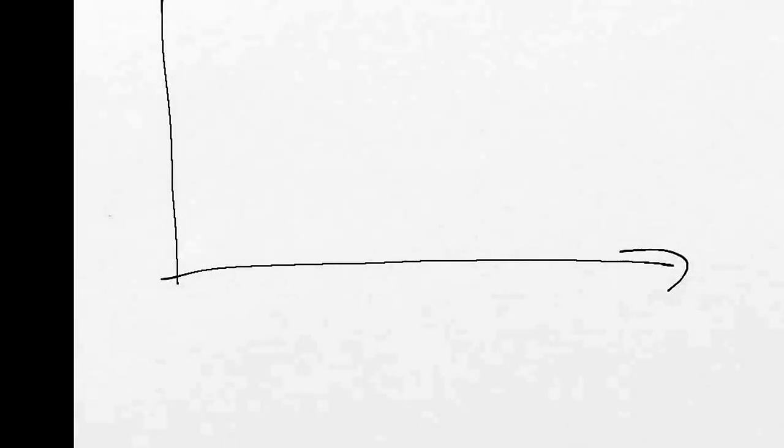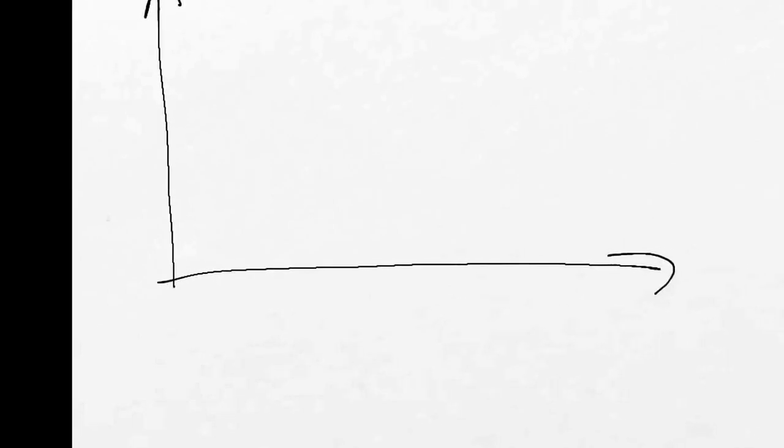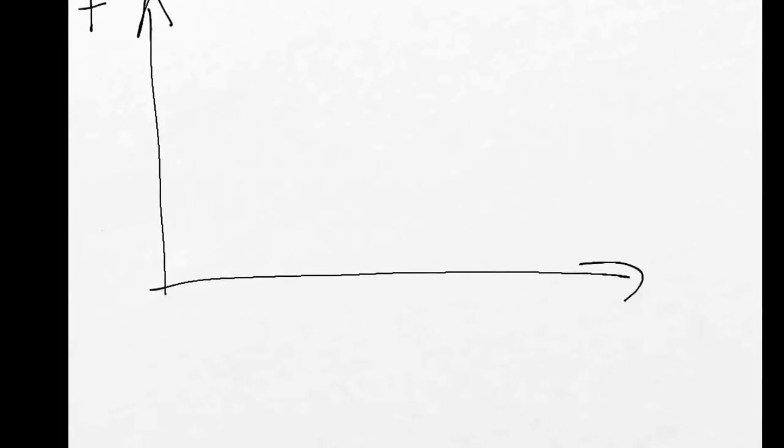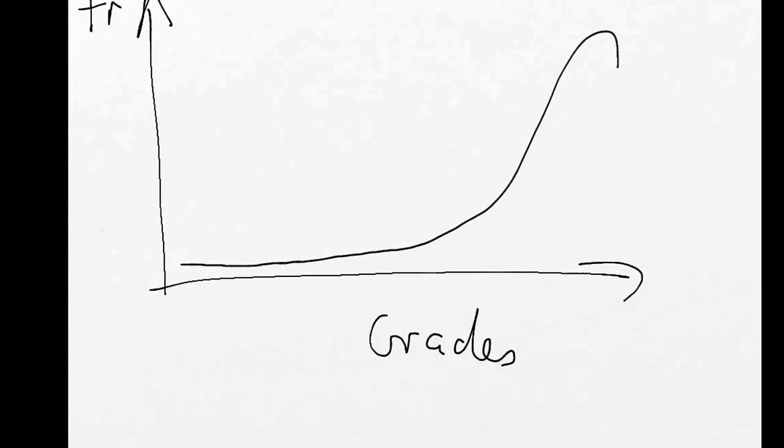Let me draw this distribution again, very schematically. So here's the frequency, and here are the grades. And what it pretty much looks like is something like that. Now, this is, I would say, a rather unusual distribution.